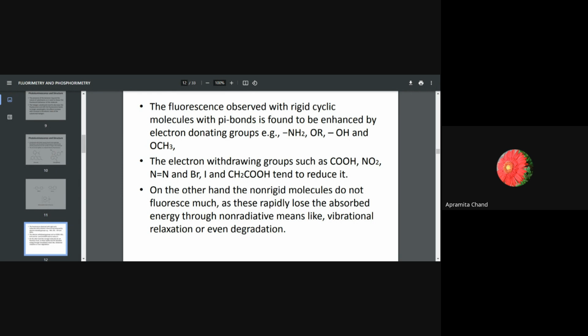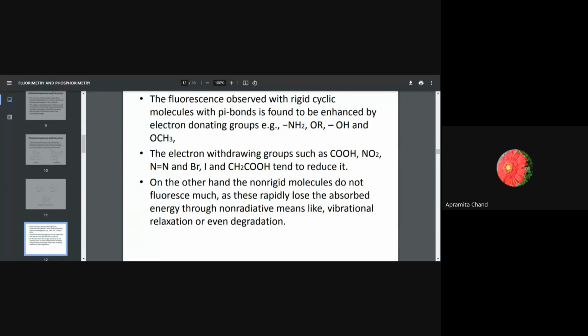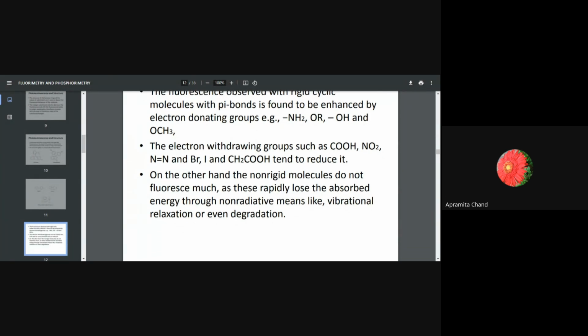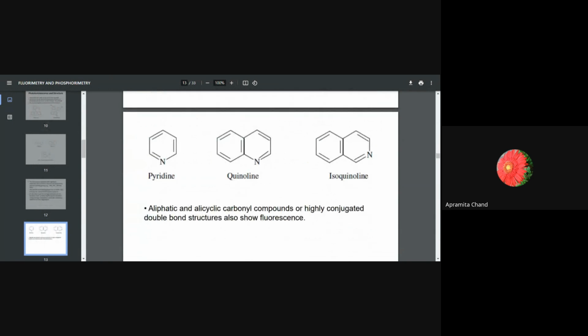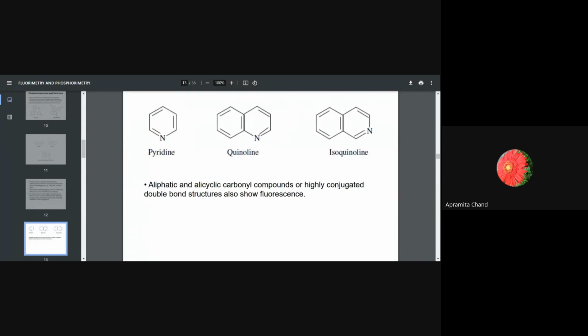Some kind of rearrangement of the vibrational energy levels will be taking place, and because of the fluxionality of the molecule, they will undergo either degradation or vibrational relaxation. So they will not absorb that much and they will not emit back the radiation, so they will have non-radiative decay. So these are again some examples which show fluorescence.